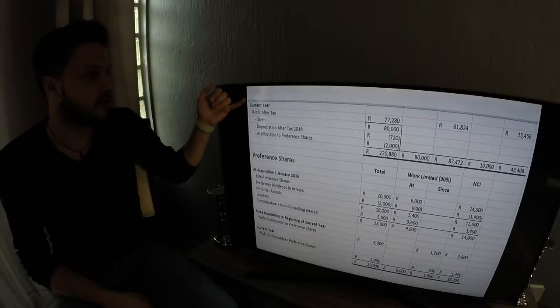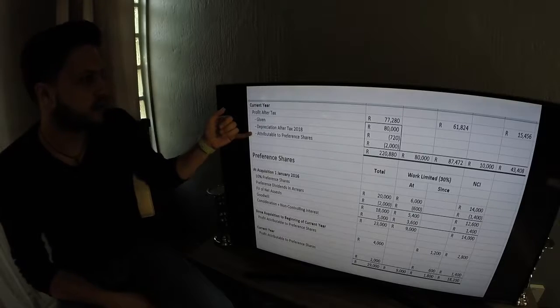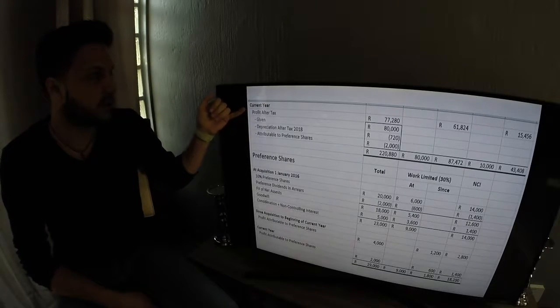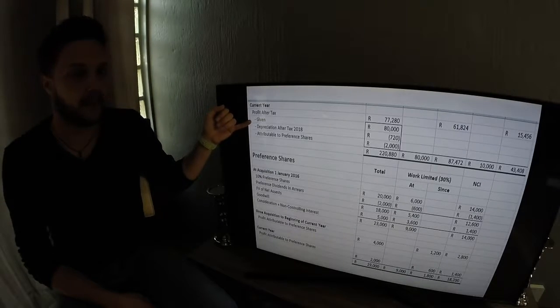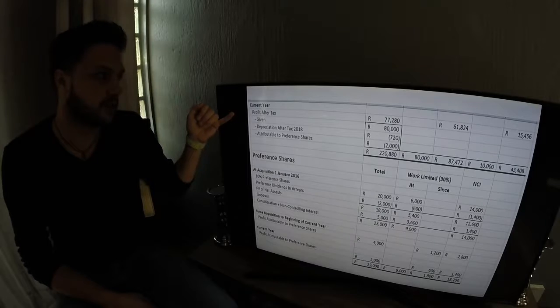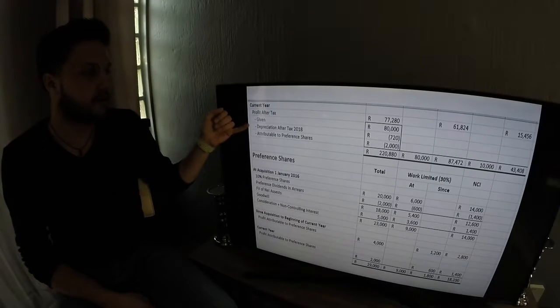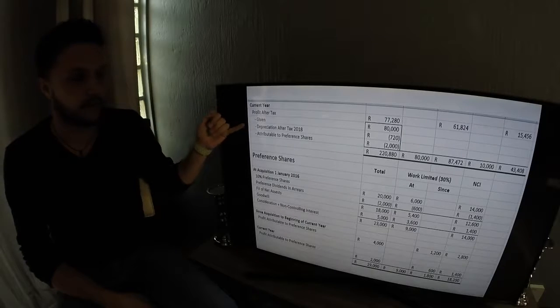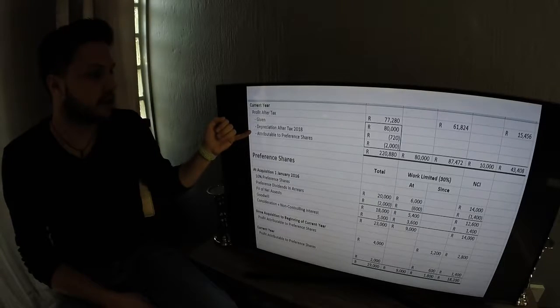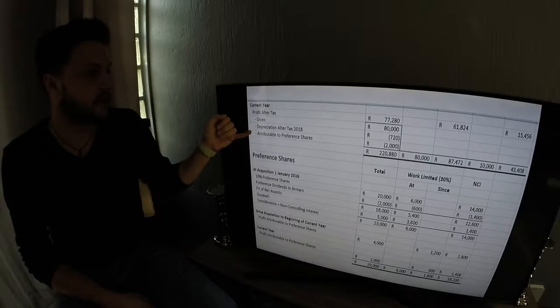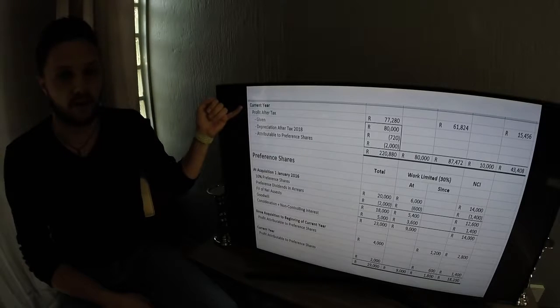Okay, so now we move on to explaining the current year section. We need to get to the calculation of the profit after tax. We need to take the given profit for this year, and then we need to deduct the depreciation after tax, which is for that section of the revaluation. After that, we also need to deduct the attributable to preference shares, where they will get their preference on this profit, and then you'll get your profit after tax.